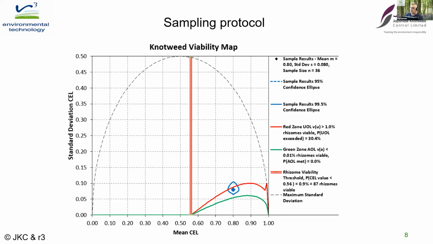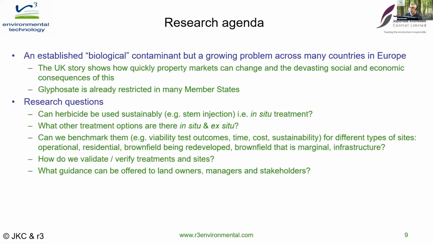So the data point is in this gray zone, and the blue disc or shape around it is the 95% confidence limit. So in this case, we would say that you need to go back to do more sampling to determine whether or not the knotweed has been rendered non-viable on the site. Just to quickly mention, the test itself is based on conductivity measurement, so it's very simple and straightforward to do.